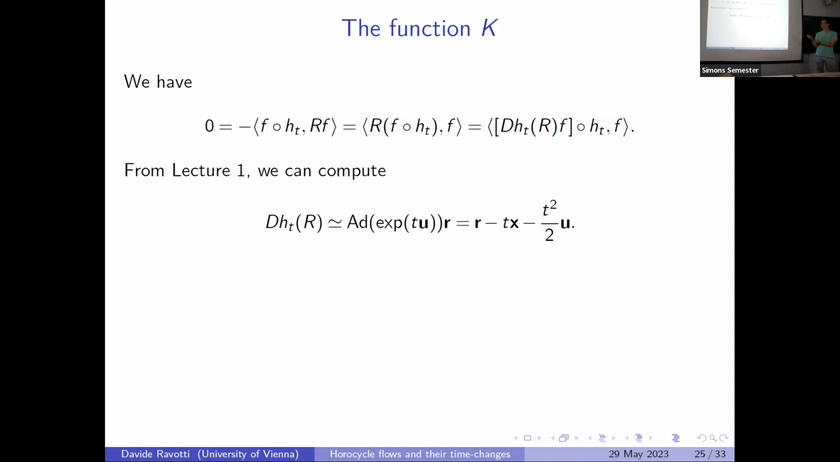The fact that here I have a square is because, if instead of R I was pushing the geodesic flow, I would get just X plus TU. And here I get a square term because I'm pushing a vector field that is transverse to X.